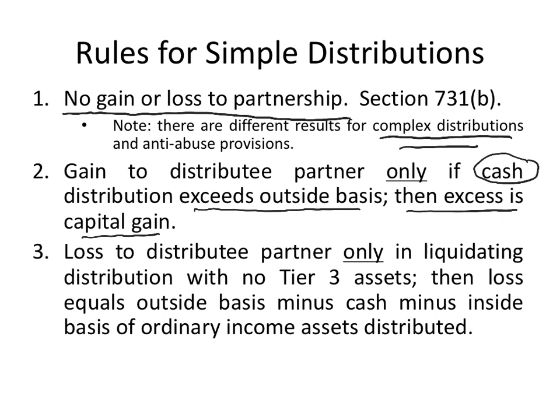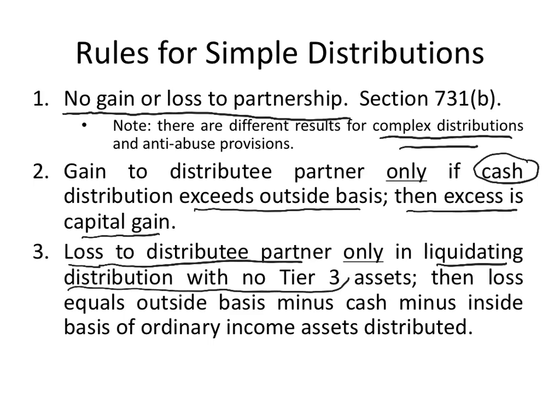Again, in a simple distribution. If it's a complex distribution, you'll have ordinary gain, ordinary loss as well. The only time that you can have a loss to the distributed partner is if it's a liquidating distribution and there's no Tier 3 assets. And I'll talk about what Tier 3 assets are in a second.